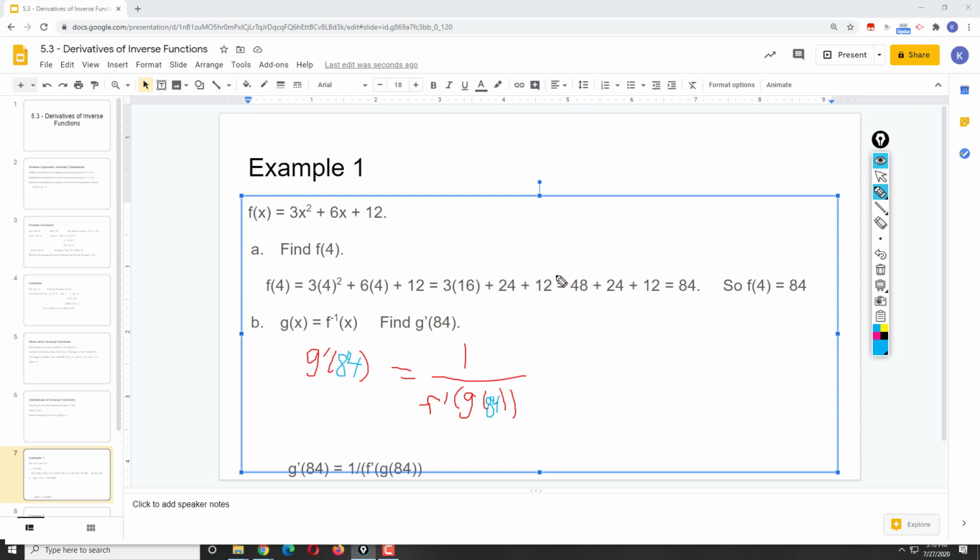Well, remember, f and g are inverses. If f of 4 is 84, that means g of 84 is 4, because if f takes us from x to y, g takes us from y to x. Let me say this more clearly. If f is a function that takes us from x to y, g is a function that takes us from y to x. It's just the opposite direction. Therefore, g of 84 must equal 4. Since g of 84 equals 4, I can replace g of 84 with 4.